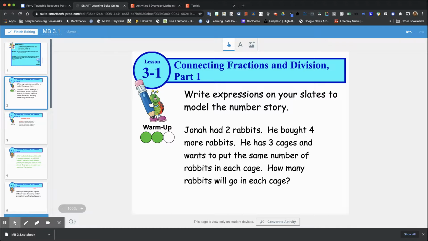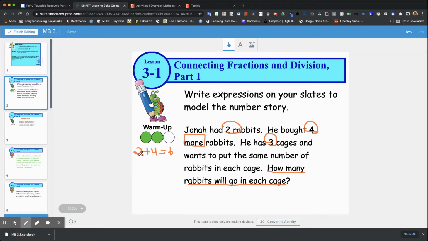So pause for a second. Figure out how many rabbits are going to go into each cage. All right, so you'll see I circled 2, 4, and 3. I boxed in more because it tells me he got 4 more with that 2 and 3 cages, and then I underlined how many rabbits will go in each cage.